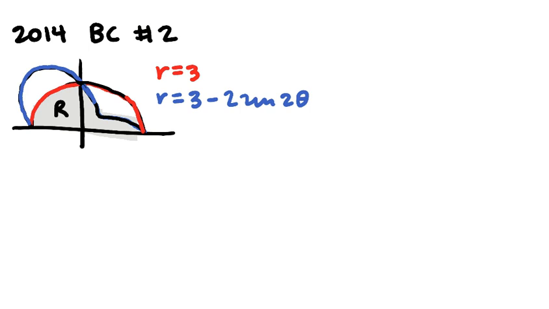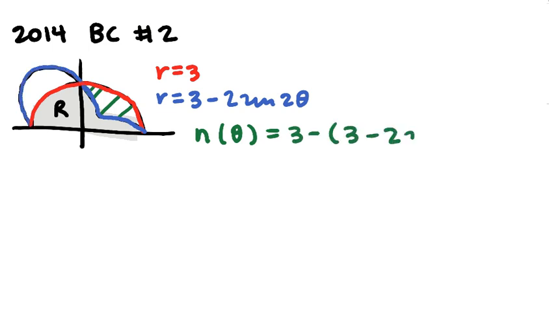All right, distance between the two curves. That's basically this, right? When theta is pi over 3. So this distance, I don't know, I'll call that n, which changes with respect to theta, is equal to just the difference in the two r's. That's 3 minus 2 sine 2 theta, which conveniently is just 2 sine 2 theta. Wonderful. Okay, that's the distance.